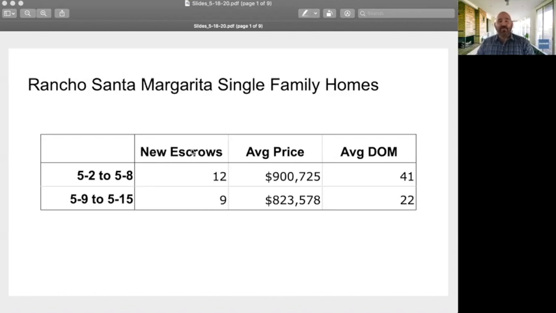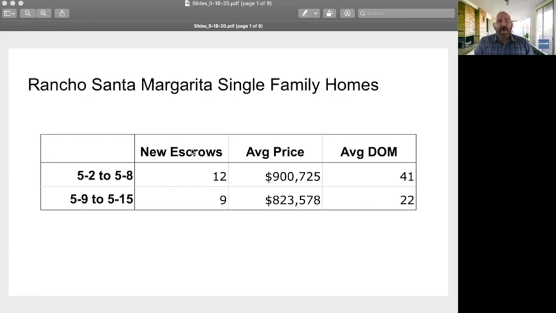And so we did kind of a stat that we normally run. We've got May 2nd through May 8th. There were 12 new escrows, and the average price was $900,725, and the average days on market was 41. Then we ran the next week, which was May 9th through May 15th: 9 new escrows, so that's actually a drop of 25%.